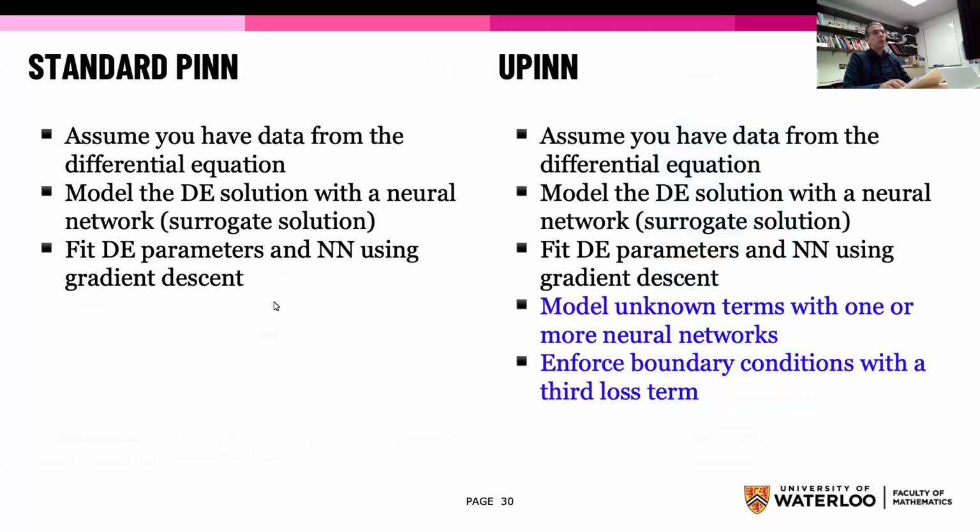So how does UPIN work? In the traditional PINN approach, we assume that the data is from a differential equation and the complete model is known. Some parameters may be unknown. But in UPINs, we model unknown terms with one or more neural networks, and we can also enforce conditions with the third loss term.